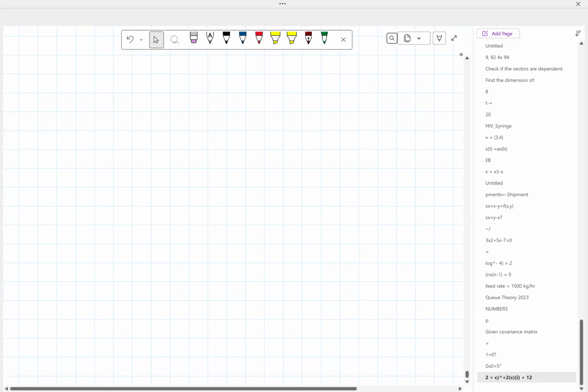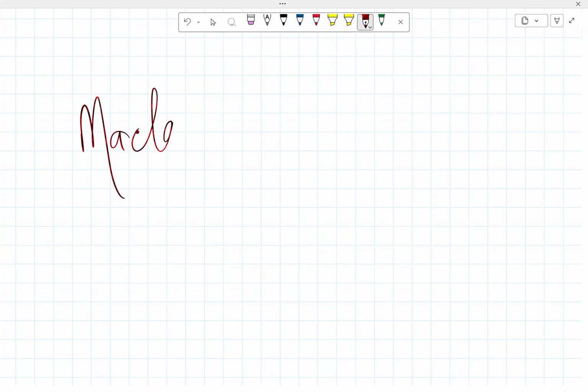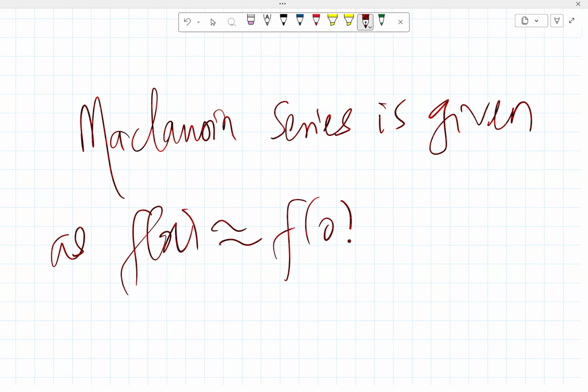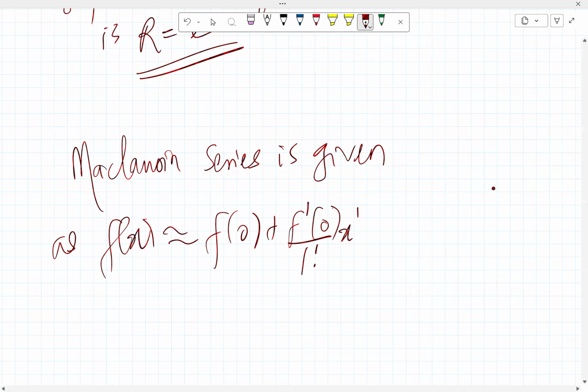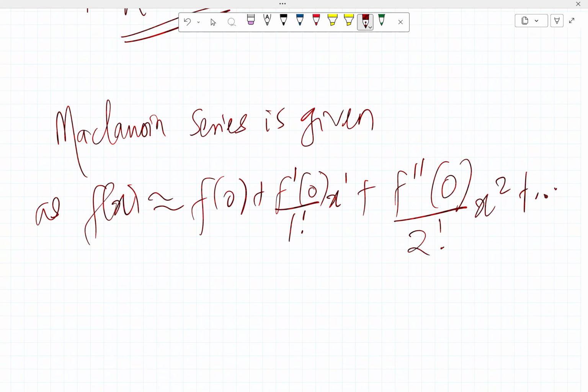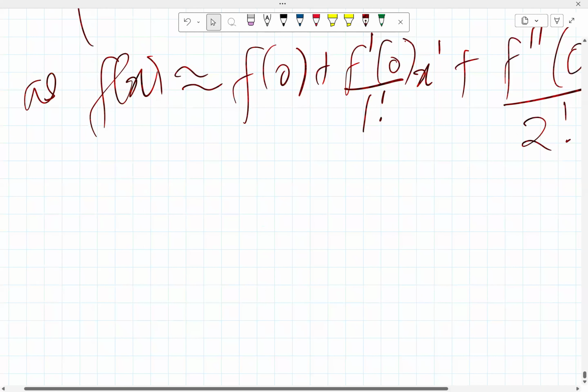So we said already that the Maclaurin series is given as f of x, which is approximately f of 0 plus f prime of 0 all over 1 factorial, one derivative, times x raised to the power 1, plus f double prime of 0 all over 2 factorial, x raised to the power 2, and so on and so forth. So if you then have f of x, I guess I want to switch over here.